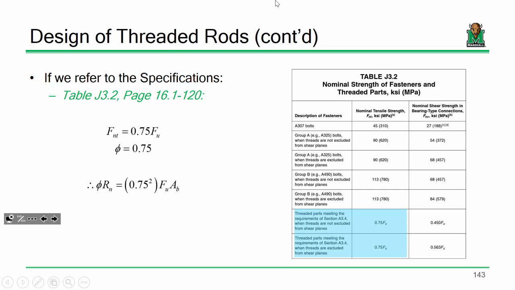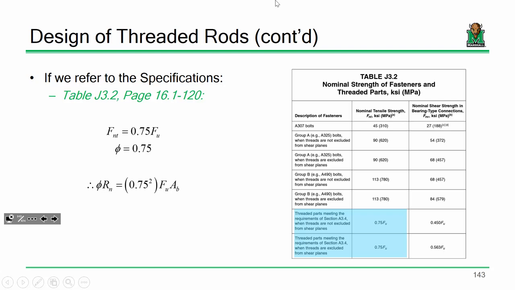Now, on Wednesday, we're going to care more about what's going on up here, but right now, I want to look at these two rows, which are threaded parts meeting the requirements of section A3.4, that's just the material spec, when threads are not excluded or are excluded from the shear planes. And what it tells me is pretty simple: the tensile strength is just 0.75 F_u. So if it's not a group A bolt or a group B bolt, it's just 75% of the tensile strength. So pretty simple. Sound good?